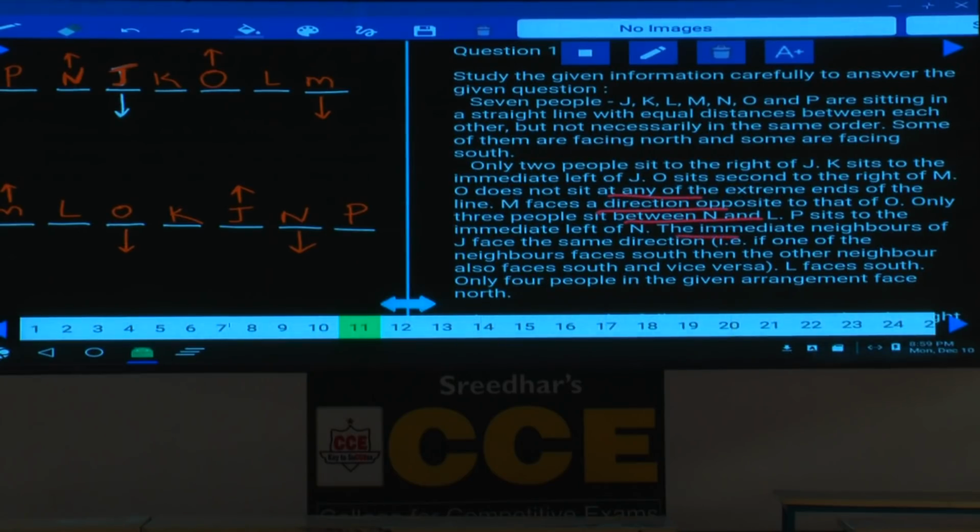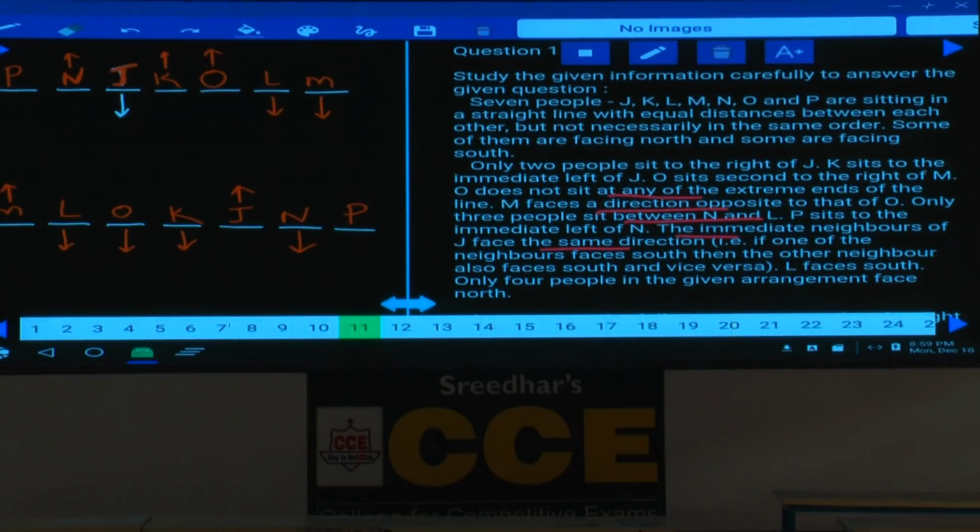Next one, the immediate neighbors of J face the same direction. Immediate neighbors of J are N and K. They are facing the same direction, hence K must also face towards north. Now, immediate neighbors of J are K and N. Now, these 2 persons must face towards south. Then N, L faces south. Whatever this L is facing south. Now, here also L is facing south.